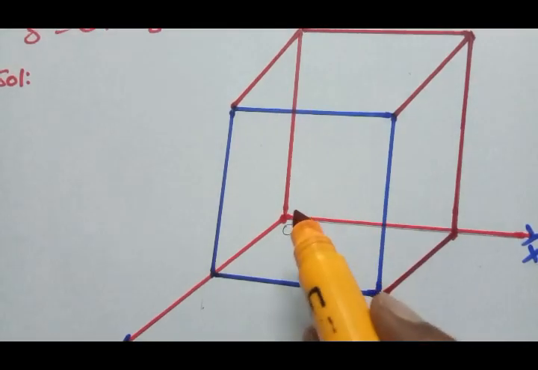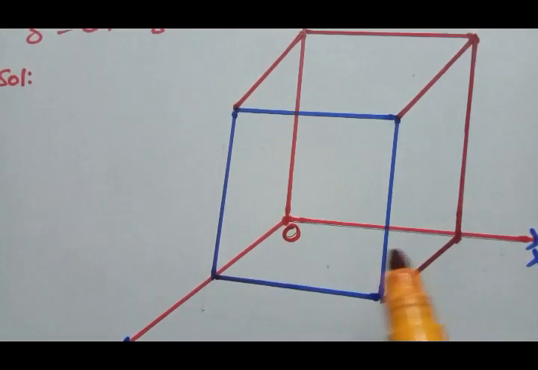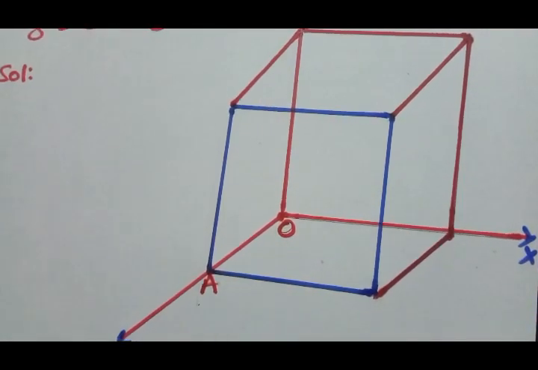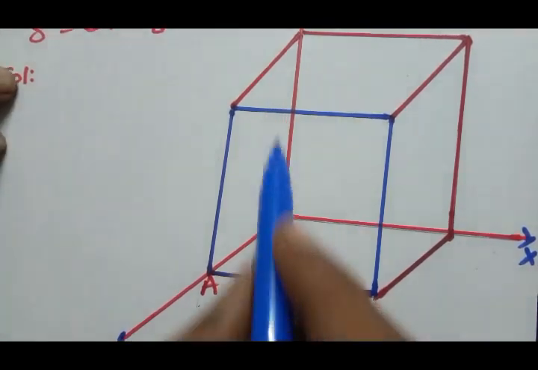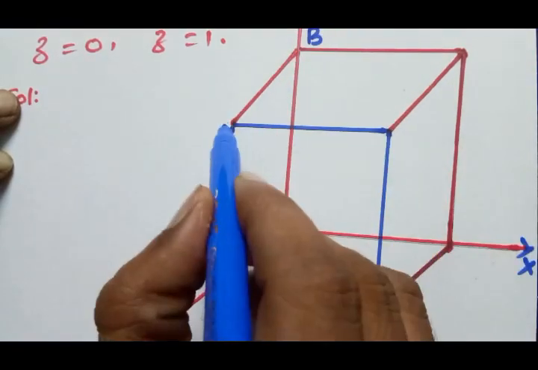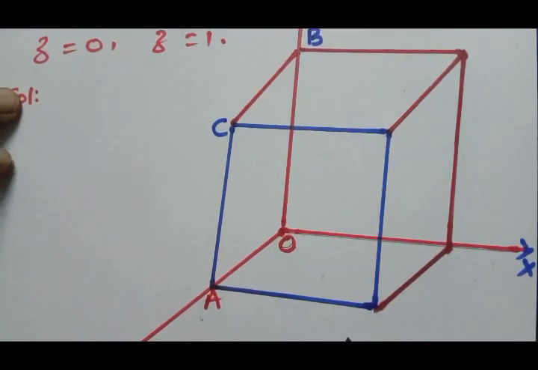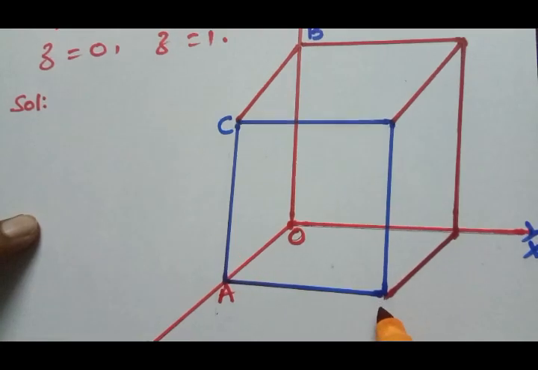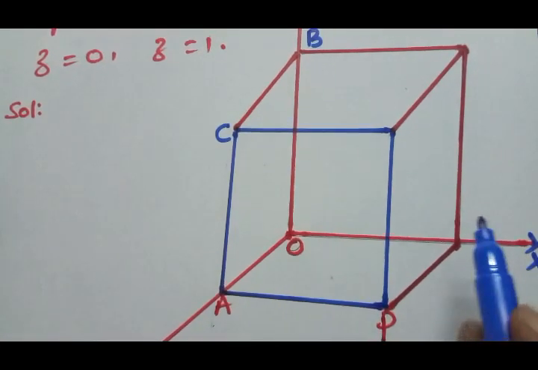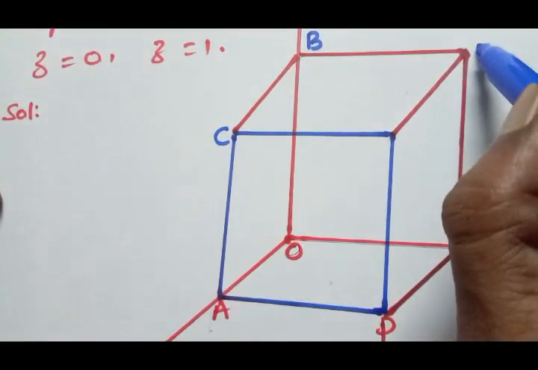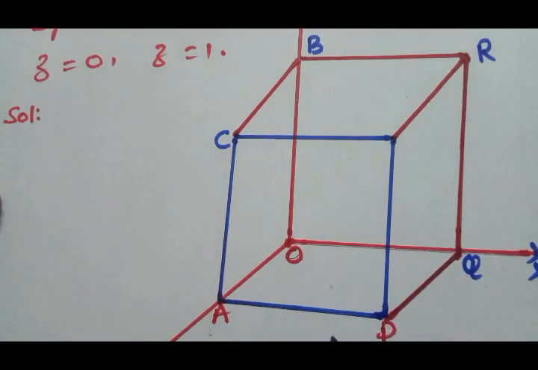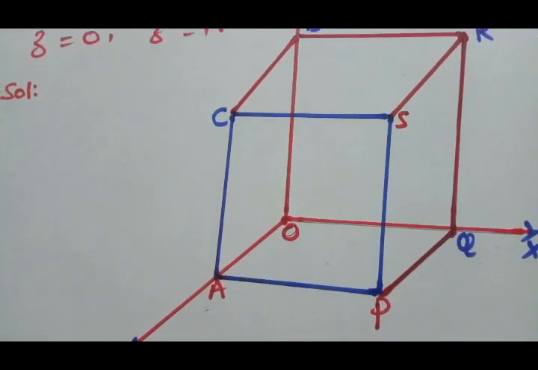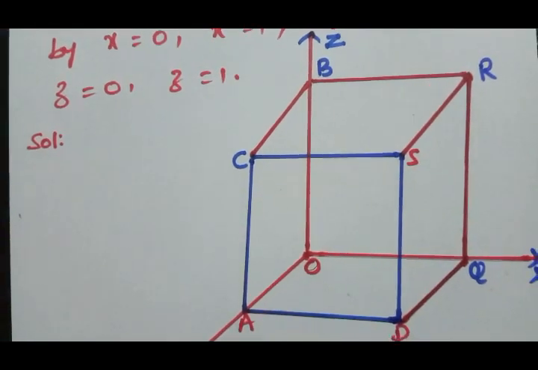This is the cube. O, A, B, C, P, Q, R, S. So this is the diagram of the cube.